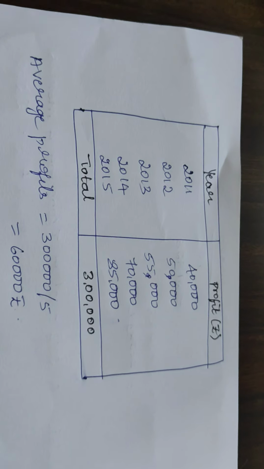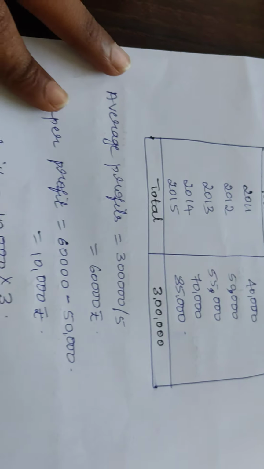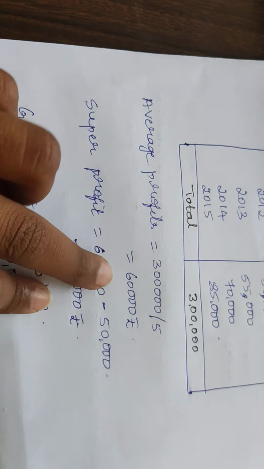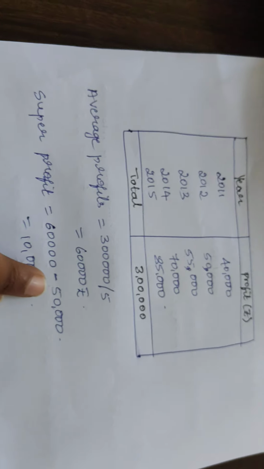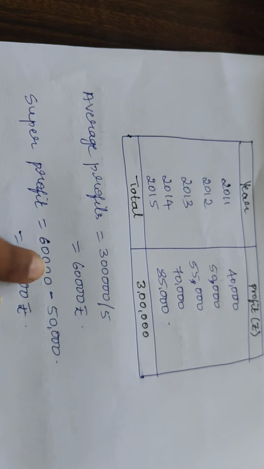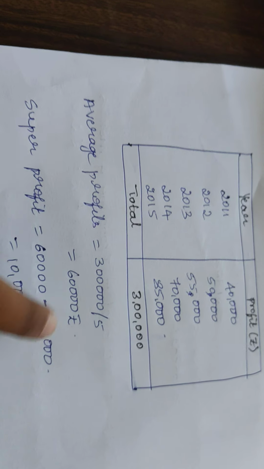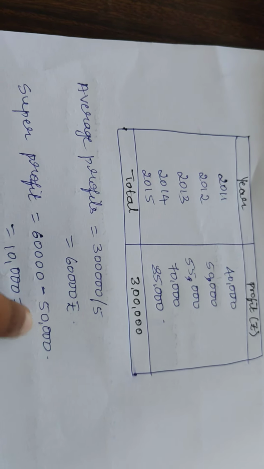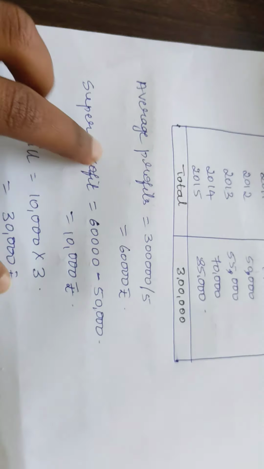So we have now calculated normal profit and average profit. Then what is the super profit? Super profit is nothing but average profit minus normal profit. Average profit is 60,000. Normal profit we have calculated 50,000. So 60,000 minus 50,000 is 10,000. So this is our super profit now.